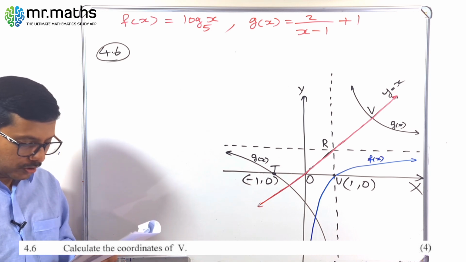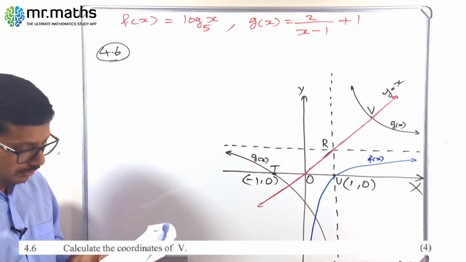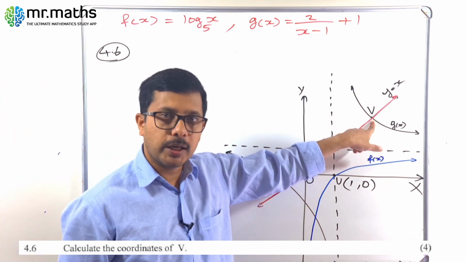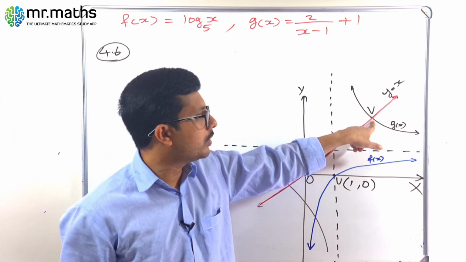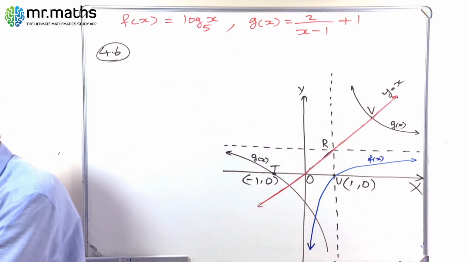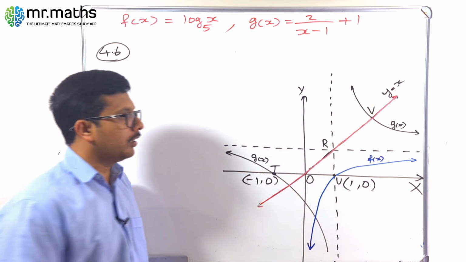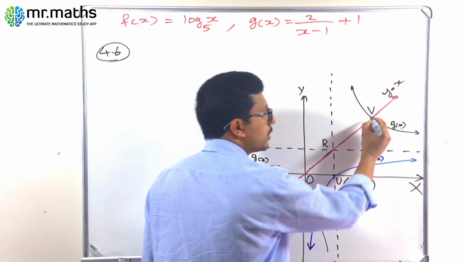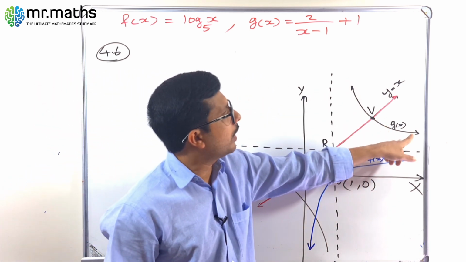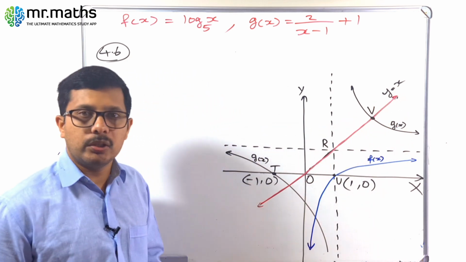Calculate the coordinates of V. Where is this V? This is the point V. Am I right? Okay, and now the question is, you have to find the coordinate of that point V. How can you find it? This point V is the intersection point of this g of x graph and y is equal to x.